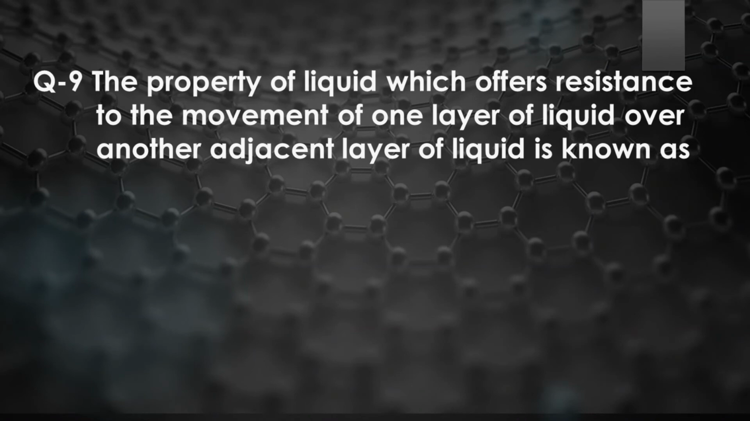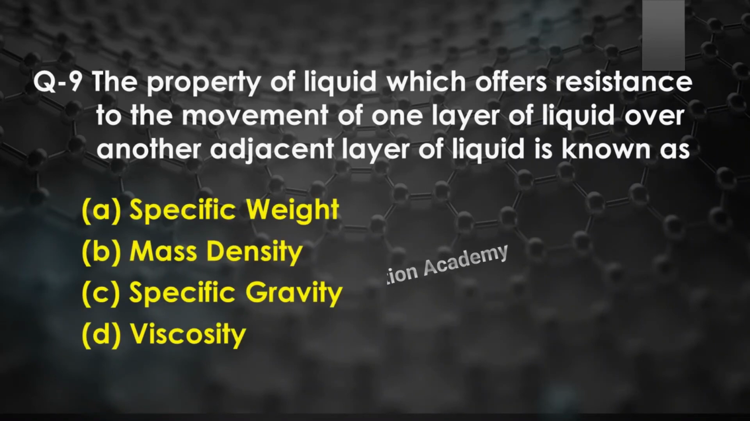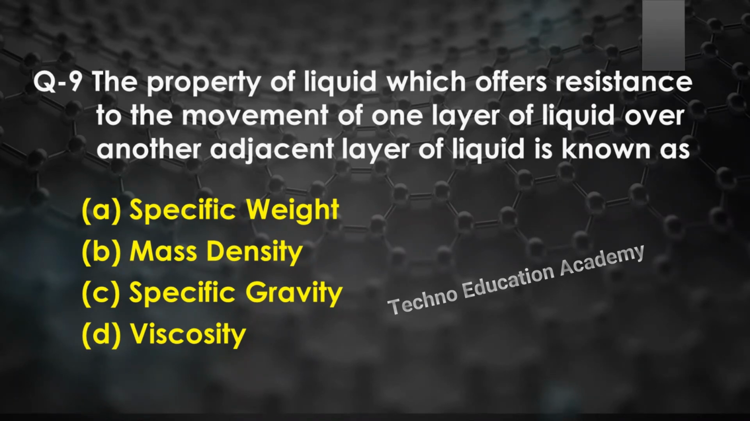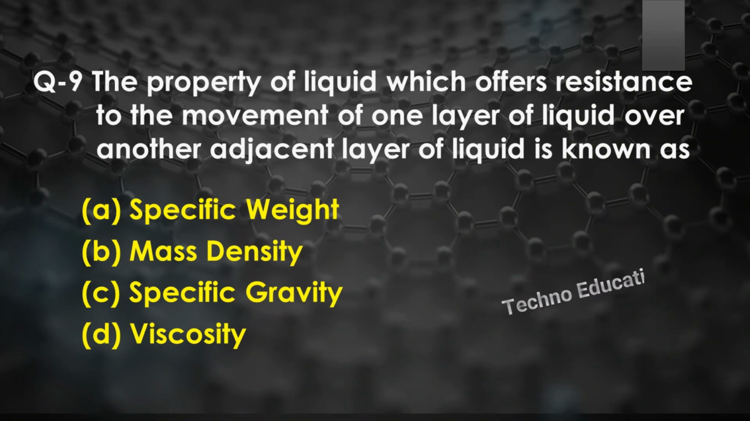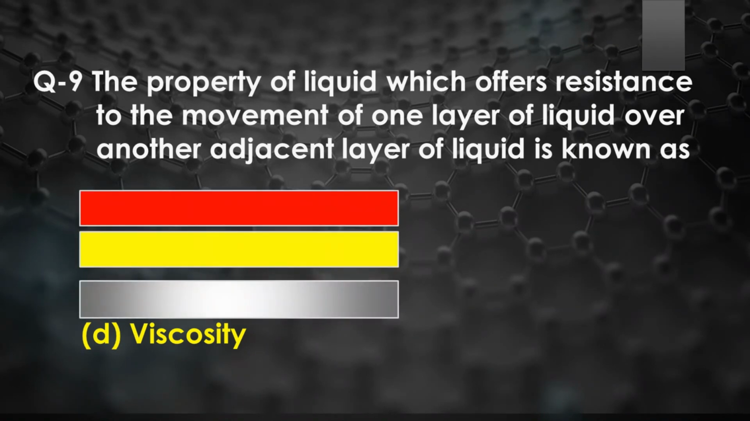Question number 9. The property of liquid which offers resistance to the movement of one layer of liquid over another adjacent layer of liquid is known as: option A, specific weight; option B, mass density; option C, specific gravity; option D, viscosity. We know that viscosity is the property of fluid which offers resistance between one layer of the fluid and another adjacent layer of the fluid. So the right answer is option D, viscosity.